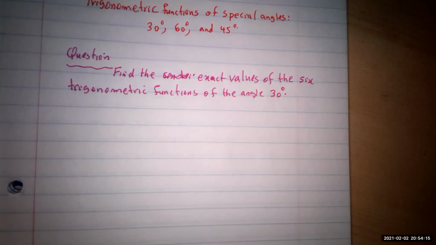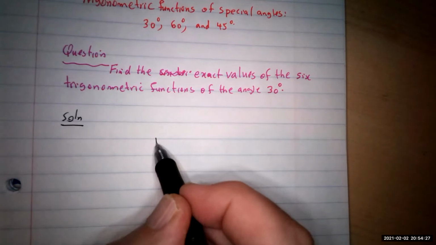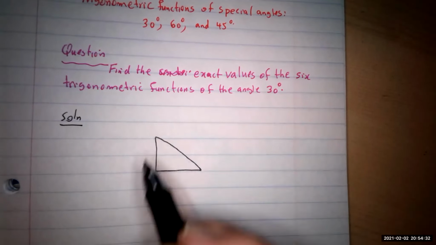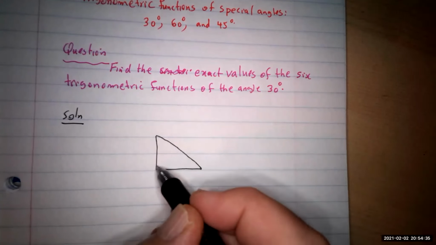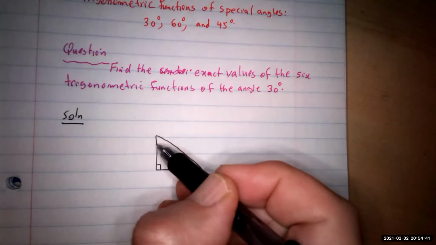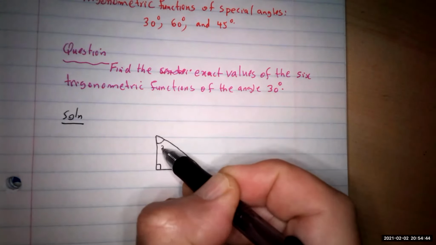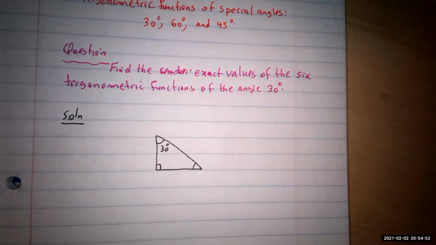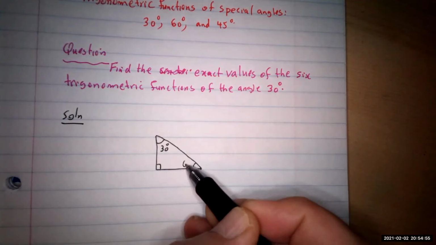The way we do it is by using the right triangle version. So the solution is going to be this: you just consider this triangle. It's a right triangle. Suppose that the angle in question is this one, so suppose this is 30 degrees. If it's 30 degrees, then this other angle is going to be 60 degrees.